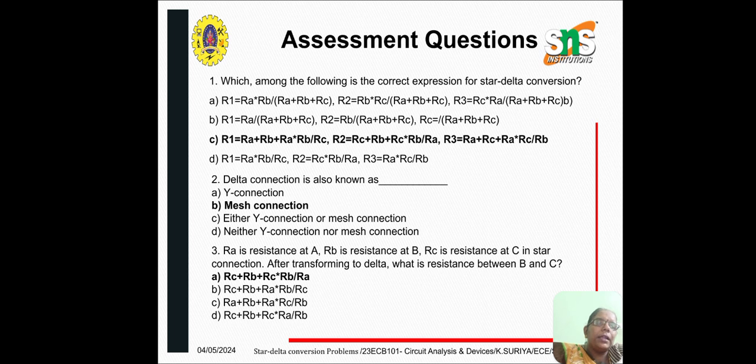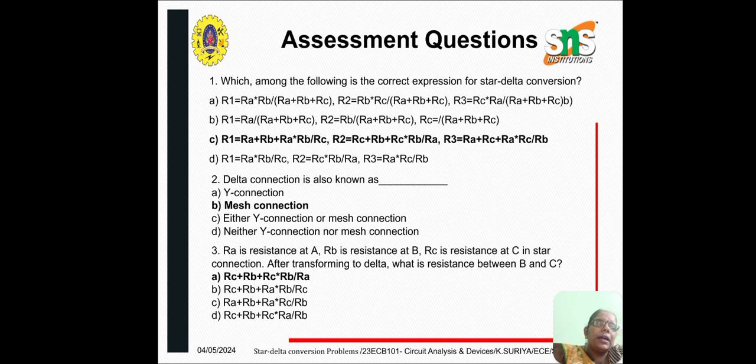Next one: delta connection is also known as mesh connection. Next one: RA is resistance at A, RB is resistance at B, RC is resistance at C in a star connection. After transforming to delta, what is the resistance between B and C? So this is the star to delta conversion formula. So the resistance between B and C is represented by R2. So the equation will be like this: RC plus RB plus RC into RB divided by RA. Here also you can take LCM and check.